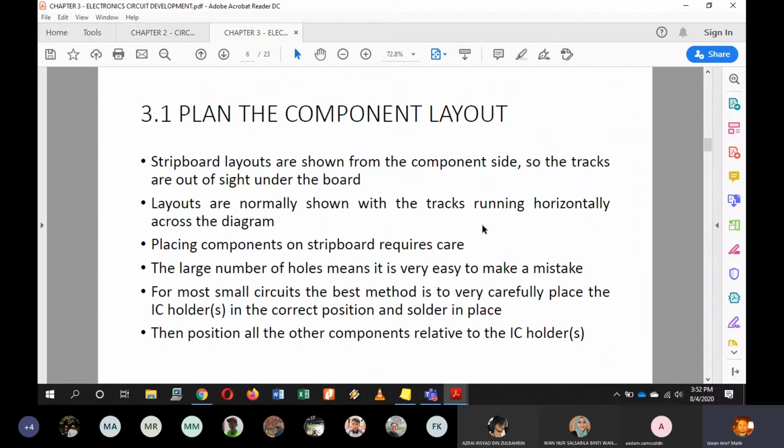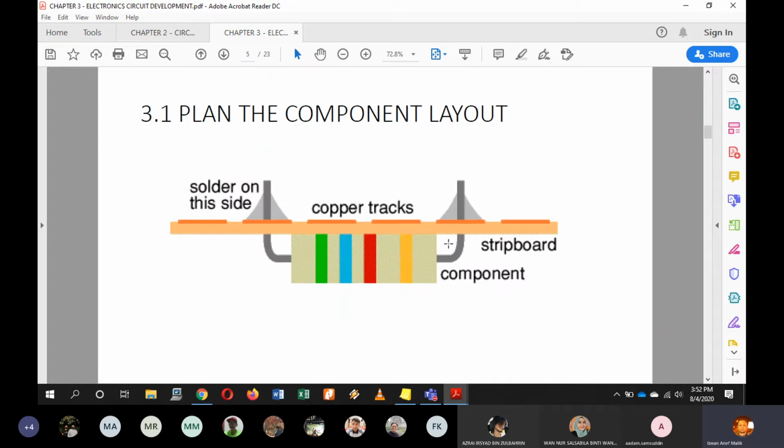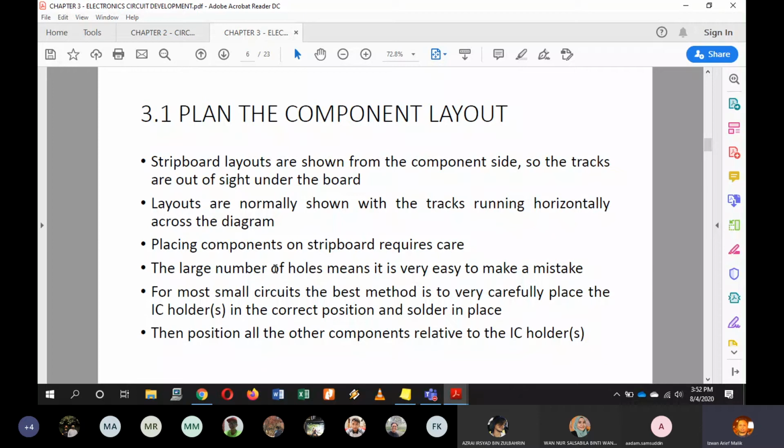Placing components on strip board requires care, of course. Why? Because you have to turn them over. You place them, they will not stick like on a breadboard. On a breadboard, if you push the leads of your components in, it will hold them there. So it will not move. But for strip board, nothing will hold your leads. Okay, these legs will not be held by anything, so they move easily. Alright. A large number of holes means it is very easy to make mistakes. Okay, of course, if there are more holes, then it is much easier for you to make a wrong connection later on.